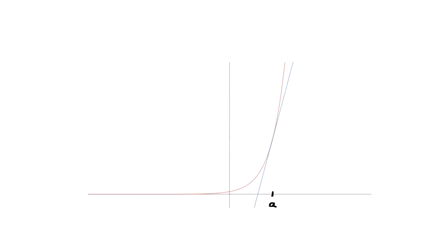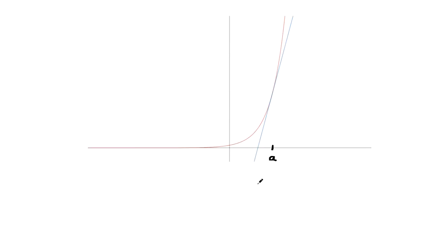If the slope of the tangent line at x equals a is large, then the graph is steep at x equals a, and the y values are increasing fast with respect to x. So let's take a look at this graph here. Here we have the function f, and we have the blue tangent line at x equals a. Now, this line here is very steep, since the slope of the tangent line is very large.